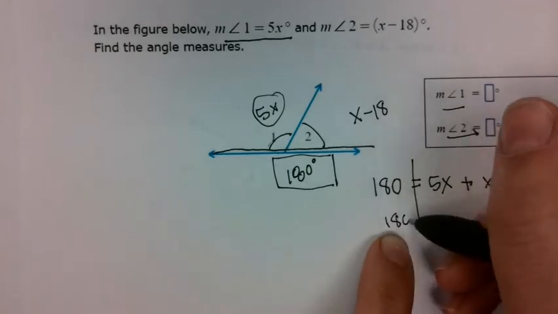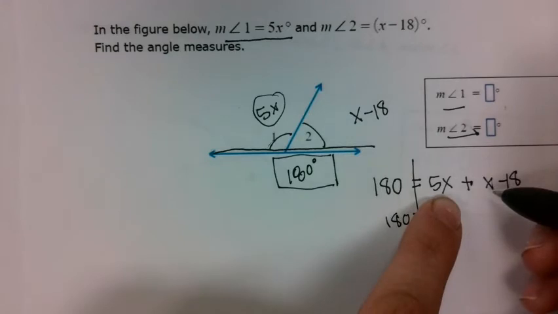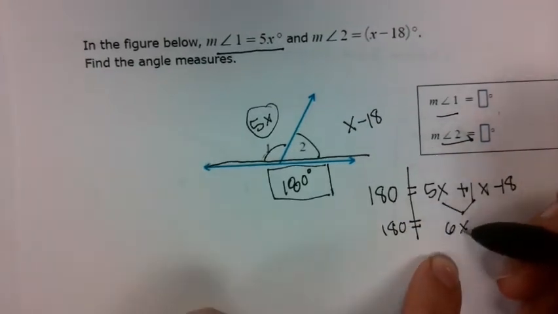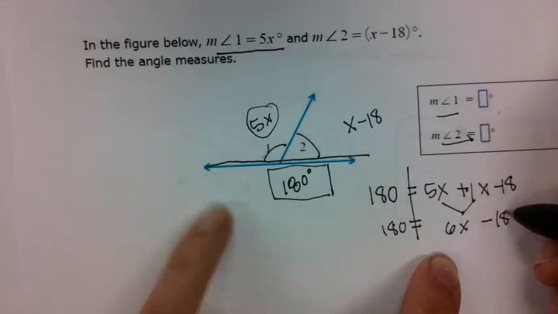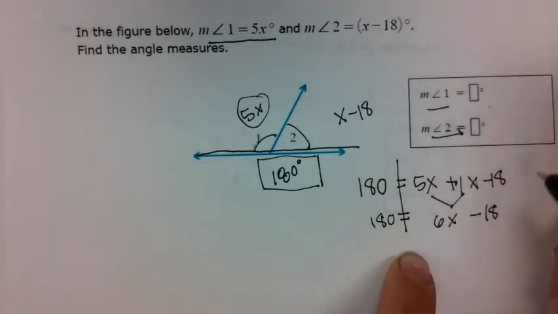180 is as simple as I can make it. I bring down the equal sign. I come over here, and I've got 5x plus 1x. That combines to give me 6x. And negative 18 doesn't combine with anything because of this barrier of my equal sign.